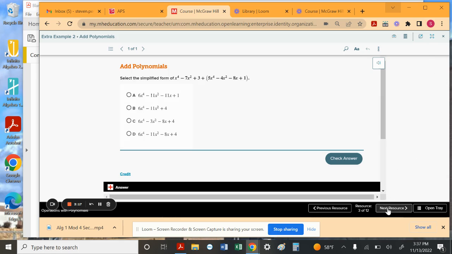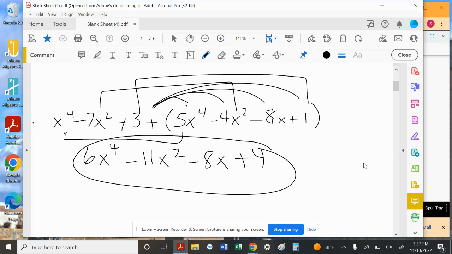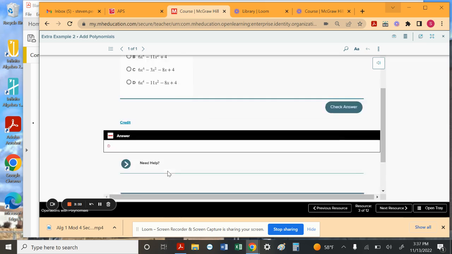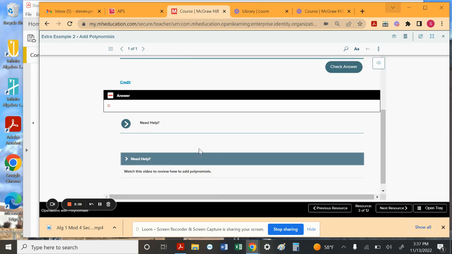Okay, moving on to the next one. In this case, you can see here that it should be 6x to the fourth minus 11x squared, minus 8x plus 4. So it has those 4 terms right there. So it should be D. We look at that answer, and it does become D.